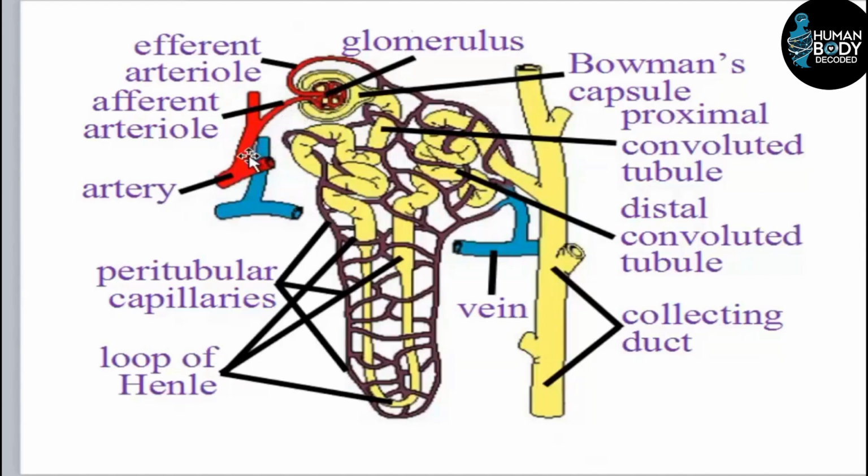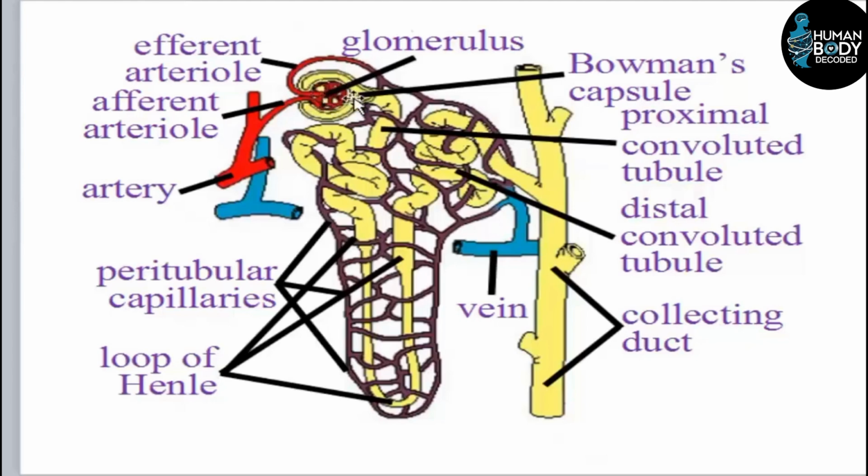The renal arteriole, which is red, brings blood, and here the blood is filtered. The renal venule, which is blue, carries the filtered blood back. The blood that comes here enters the Bowman's capsule or the glomerulus. The cup-shaped structure is called the Bowman's capsule, and the filtering system inside it is called the glomerulus. The glomerulus filters the blood. Then the filtered blood moves forward.